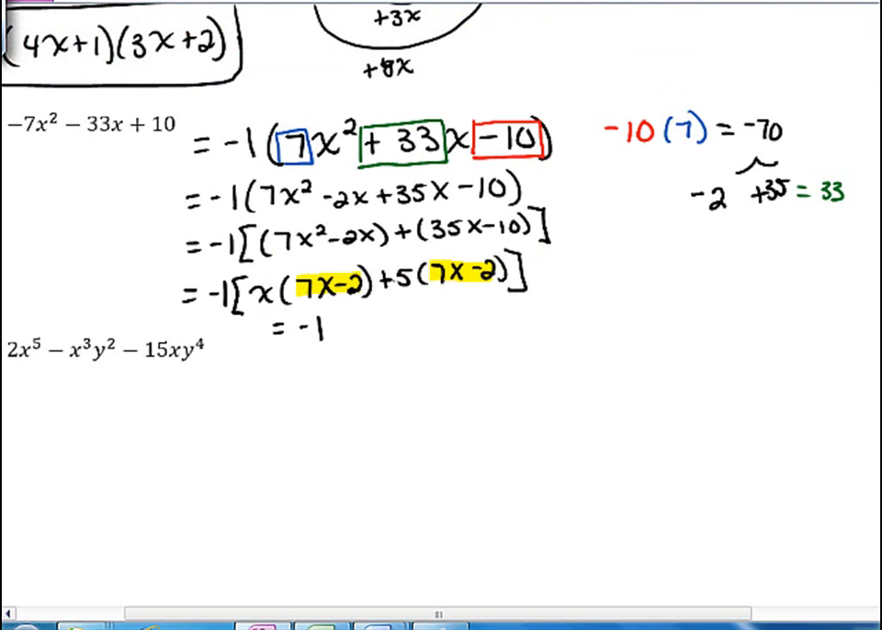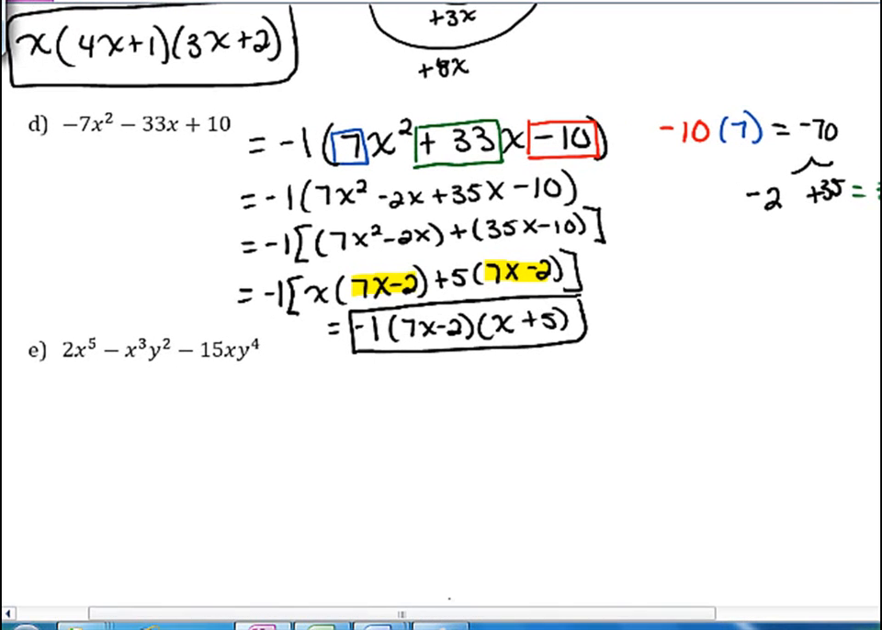And so don't forget about this negative 1 in the front, and then we're factoring this 7x minus 2 out. And when we factor it out of the first term in here, we're left with x. And when we factor it out of the second group here, we're left with this 5. So my final answer is negative 1 times the quantity 7x minus 2 times x plus 5. So again, you could do this with the guess and check method, but this is another method that works as well, and I just wanted you to see it in case it's something that you like and want to use.